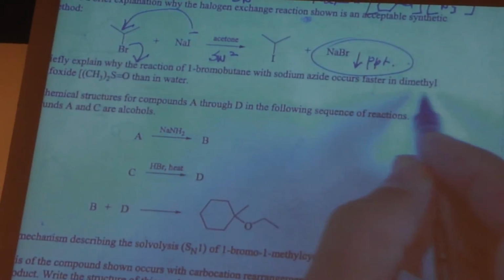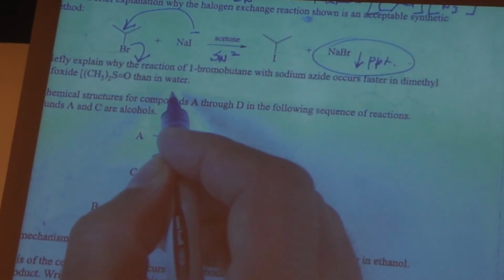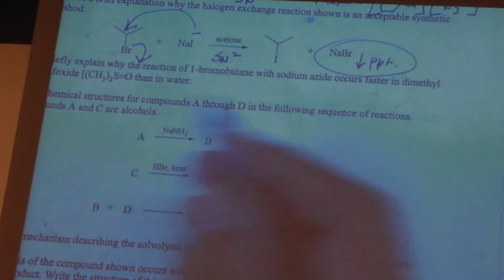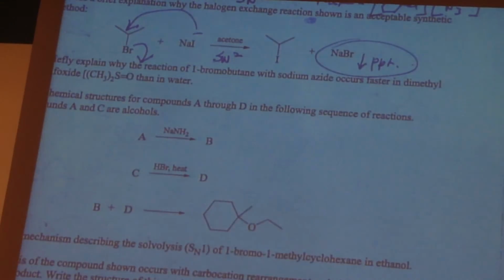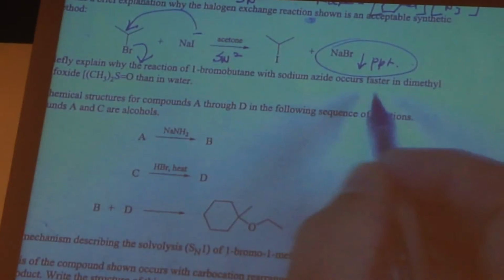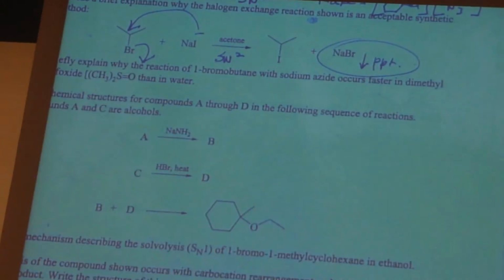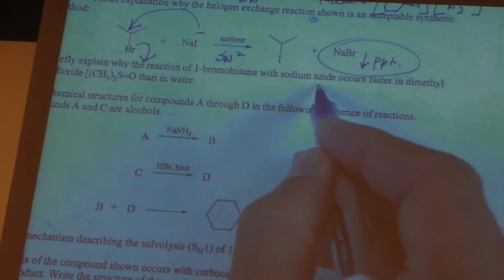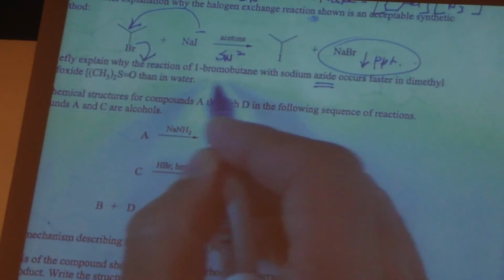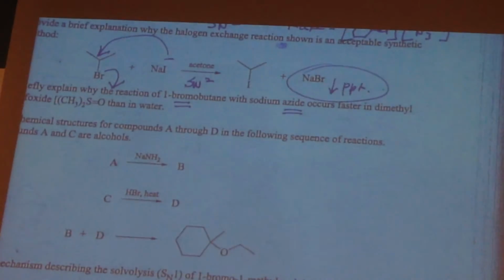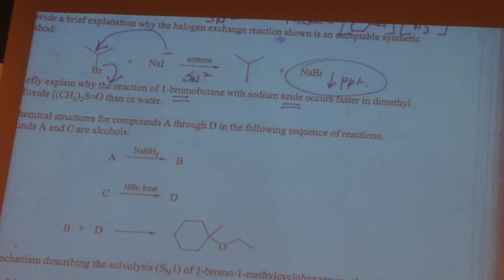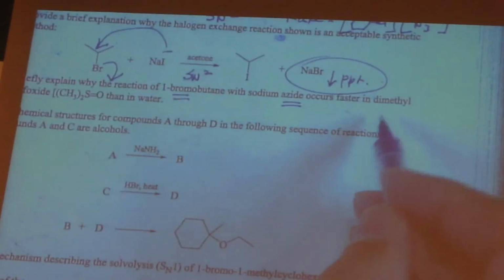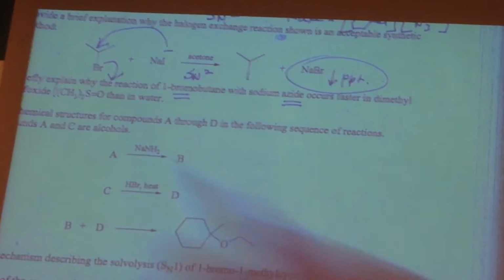Briefly explain why the reaction of 1-bromobutane with sodium azide occurs faster in DMSO than in water. Okay. And again, this is what we discussed before, that this is an SN2 process, because you have a good nucleophile and a good leaving group, bromine. Therefore, in SN2, a polar aprotic solvent such as DMSO is better than water.